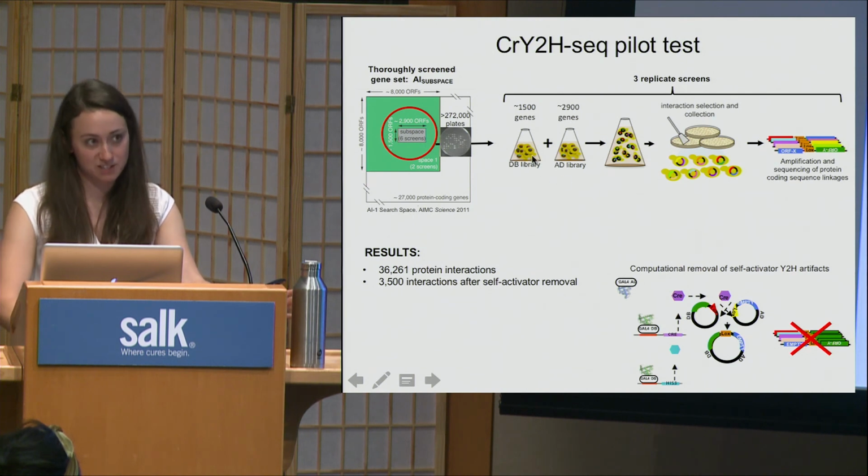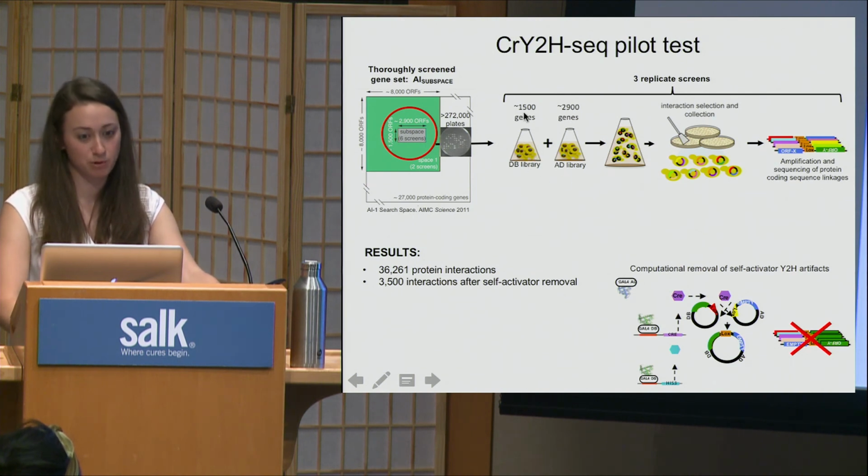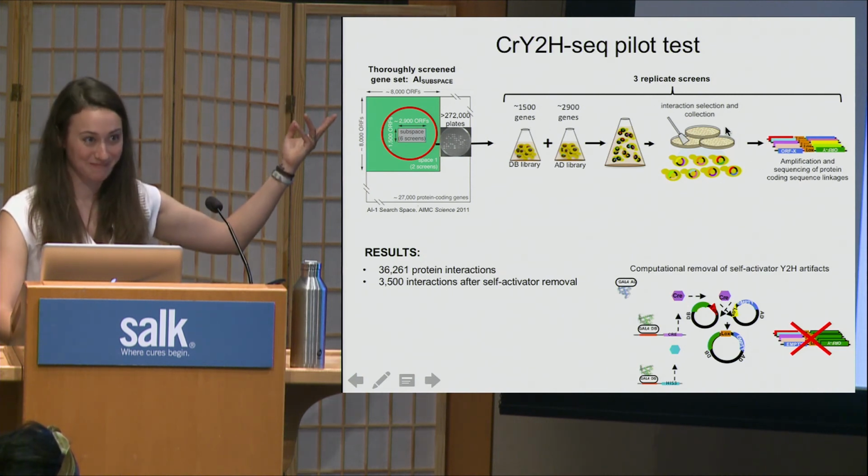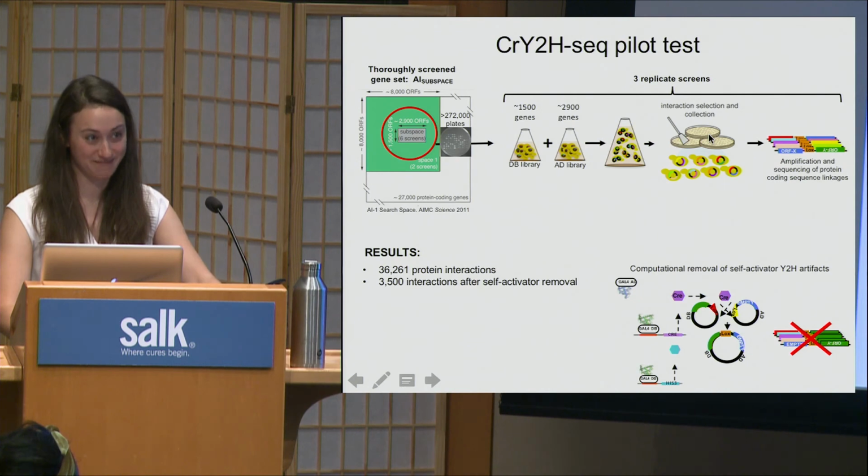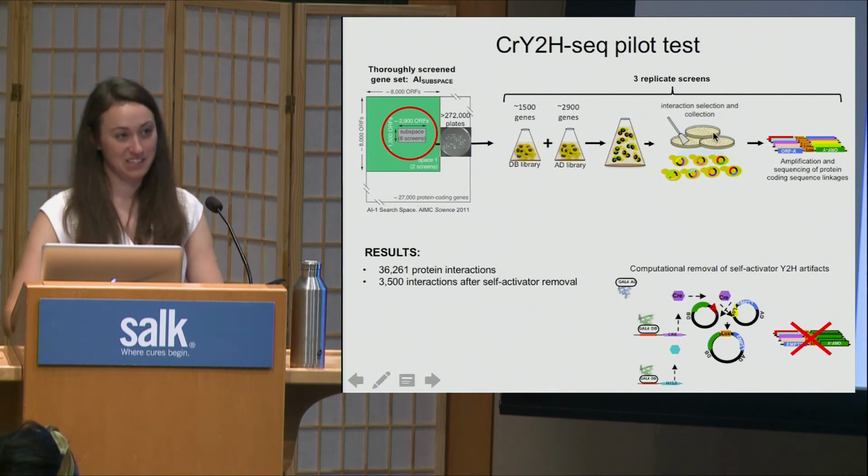So we're doing this en masse screening. If you have a self-activating protein, if one of these is a self-activator, it could potentially form 2,900 linkages, right? So if you have 100 self-activators, that goes up even more. So a lot of the data came from self-activating proteins.